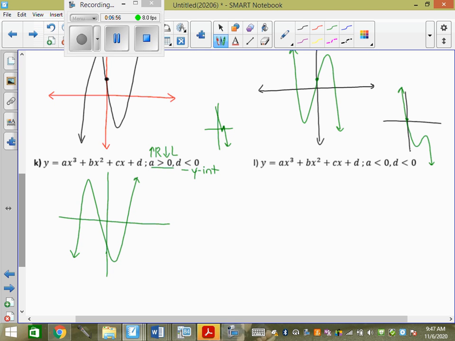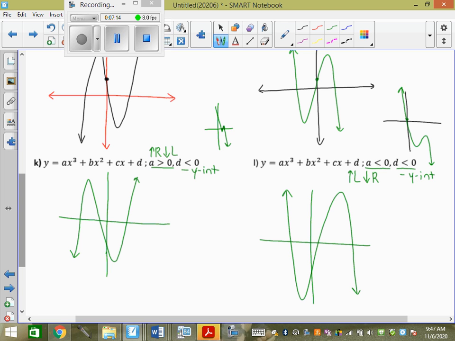This one here is a negative leading coefficient, so I'm down on the right, up on the left, and negative y-intercept. I can go something like that if I want.